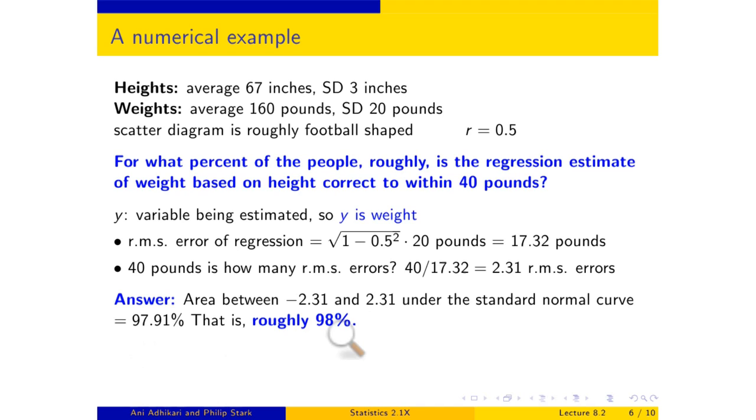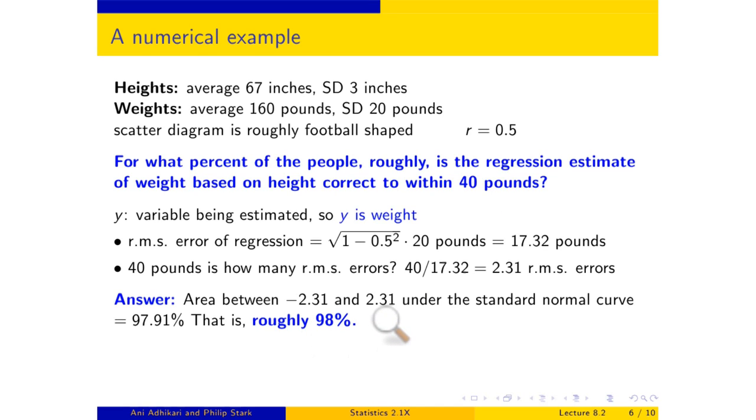We had said at the start that the answer is going to be bigger than 95%, and sure enough, it's quite large. It's roughly 98%. For these 98% of the people, your regression estimate is going to be correct to within 40 pounds. It may be considerably more accurate than 40 pounds. It may be completely accurate, but the error is going to be no more than 40. So that's for 98% of the people.